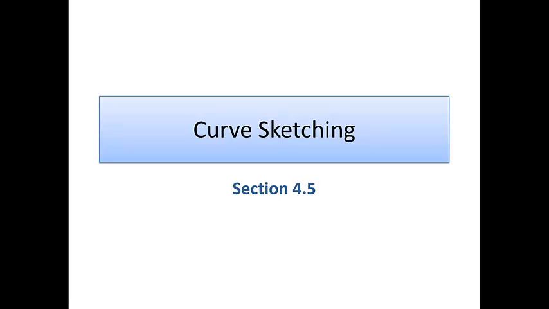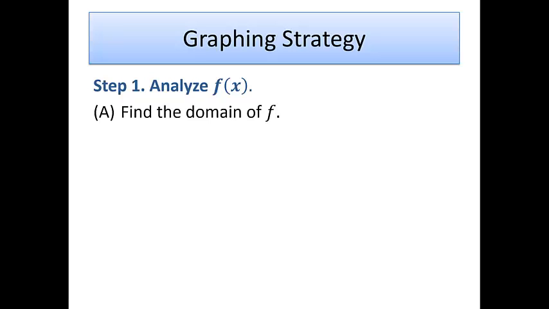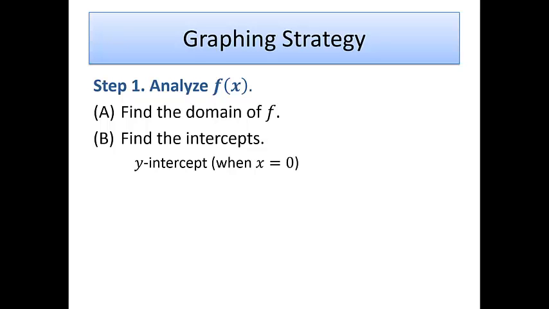In section 4.5, we will discuss how to combine topics from throughout the course to sketch the graph of a function. Let's start with an overview of our graphing strategy. Our first step is to analyze the given function. We need to find the domain of our function. Then we find the intercepts. Recall that the y-intercept occurs when x equals 0, and the x-intercept occurs when y equals 0.